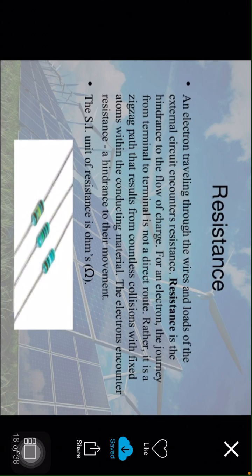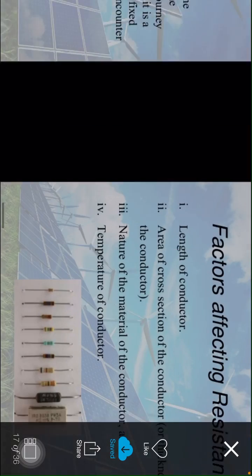So what is resistance? An electron traveling through the wires and loads of the external circuit encounters resistance. Resistance is the hindrance to the flow of charge. For an electron, the journey from terminal to terminal is not a direct route. Rather, it is a zigzag path that results from countless collisions with fixed atoms within the conducting material. The electrons encounter resistance, a hindrance to their movement. The unit of resistance is ohms.